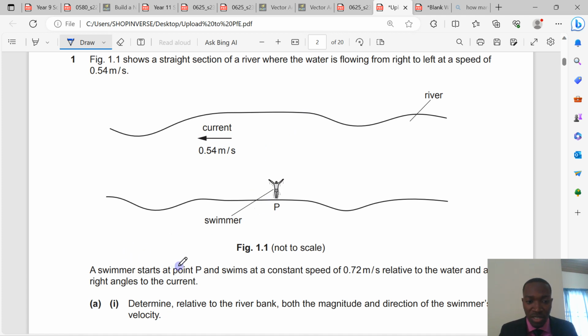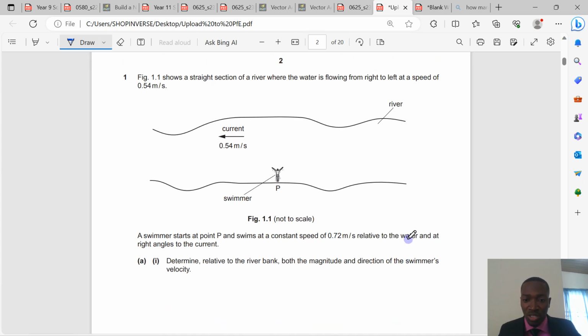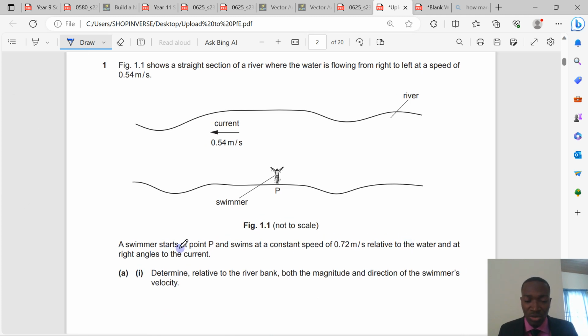Now, a swimmer starts at point P and swims at a constant speed of 0.72 meters per second relative to the water at right angles to the current. So the swimmer swims relative to the water at a speed of 0.72 meters per second, this way. Do not forget that the current is in this direction. So they are at right angles because the angle here is 90 degrees. I'm sure this will remind you of something, Pythagoras theorem.